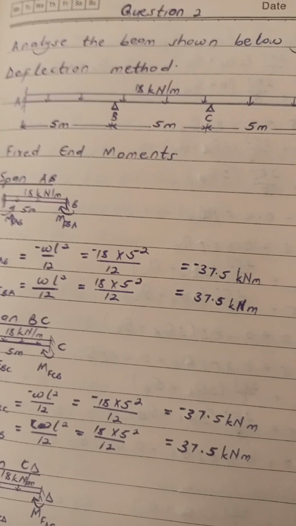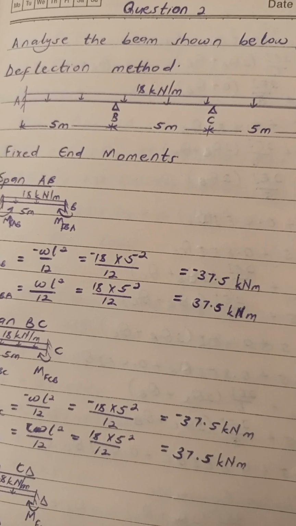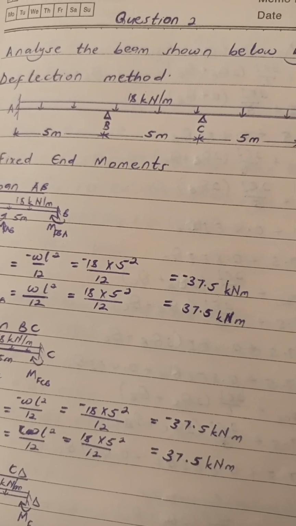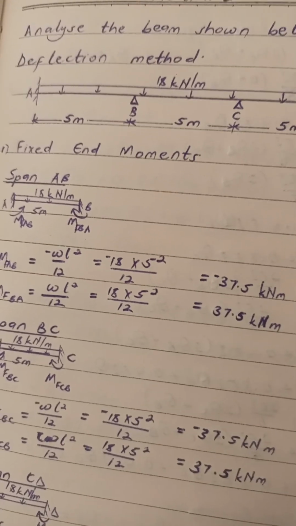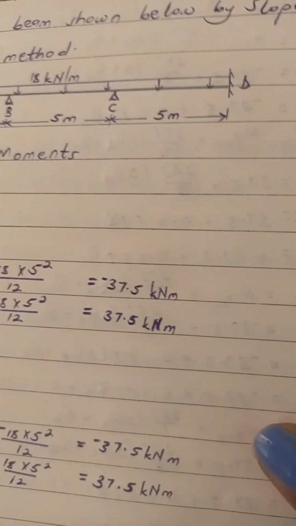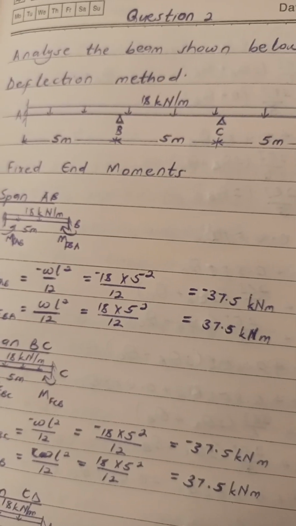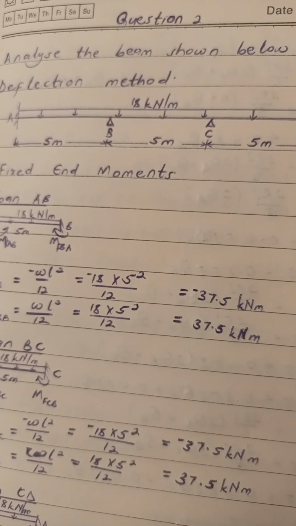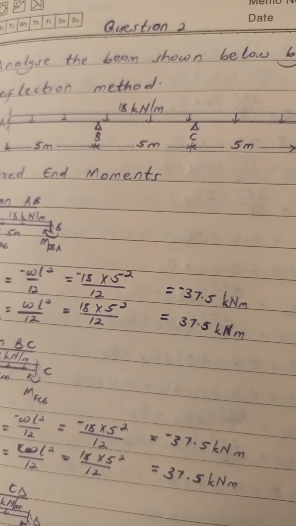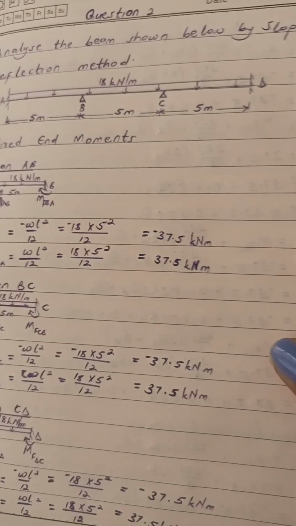Hello everyone. So we're going to analyze this beam, and this is going to be through the method of slope deflection. And here's the beam. As you can see, it has a uniformly distributed load of 18 kilonewtons per meter, and as you can see, all the distances are 5 meters. So this is the question.